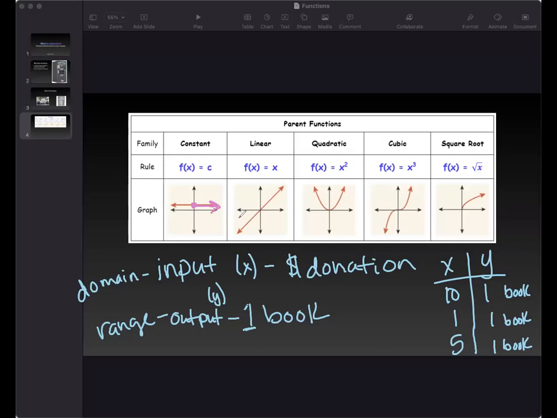I know it's not a perfect example, but the main idea is that no matter what you put in, you would always get the same thing out. So hopefully that's my main point, and hopefully that came across.